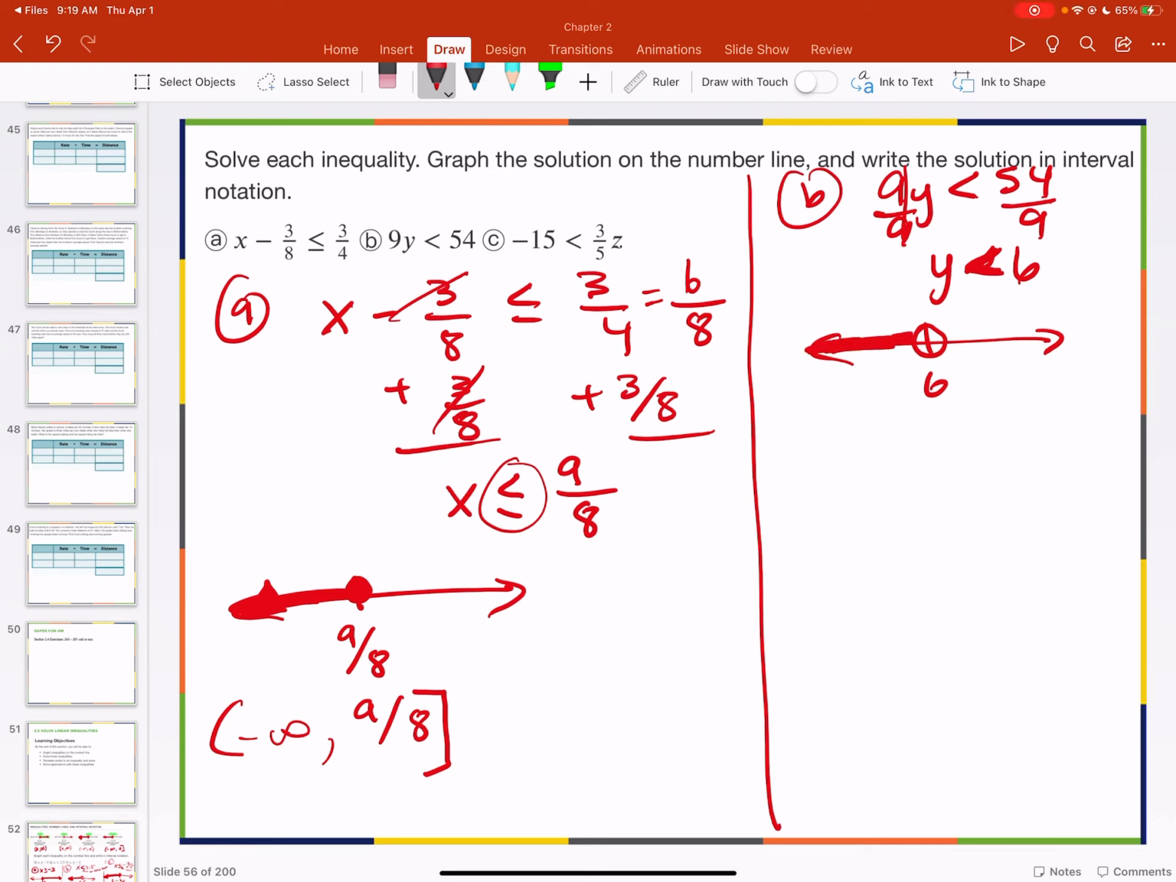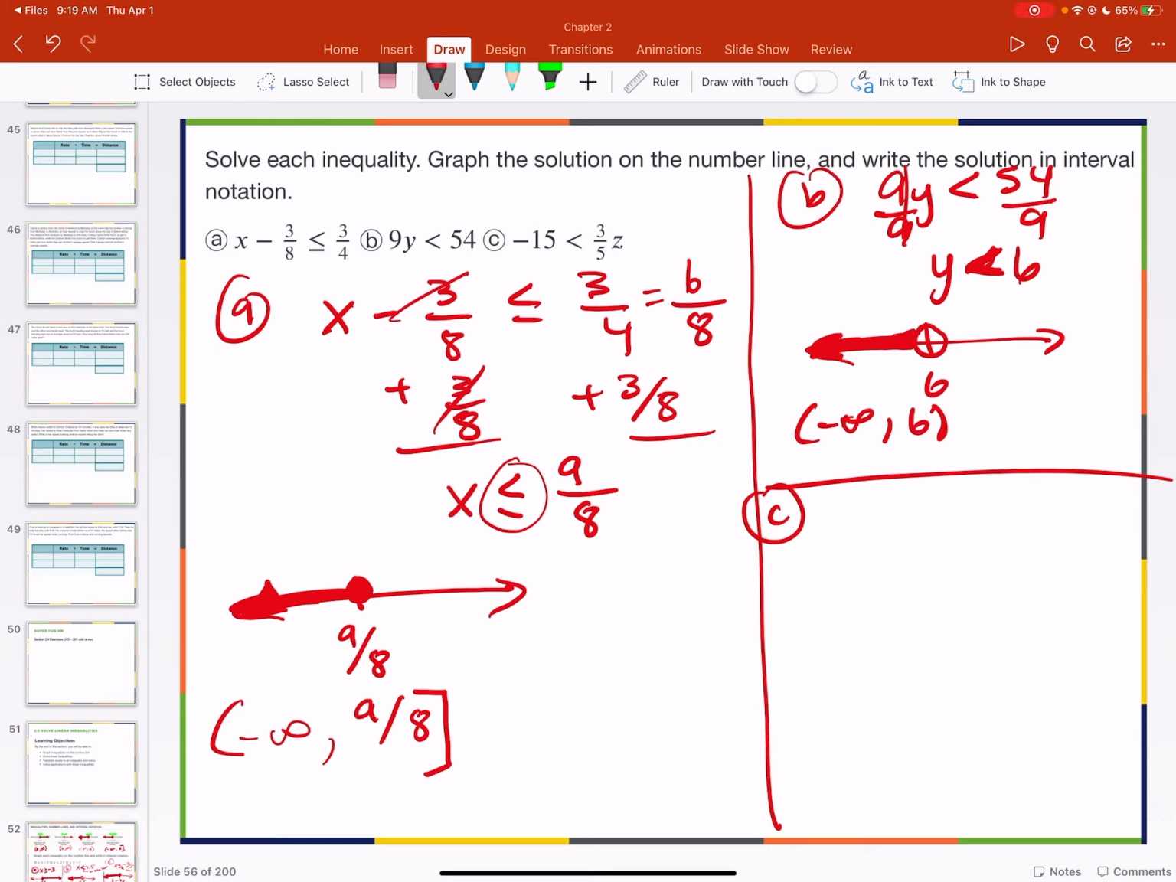The numbers increase from left to right. So on the number line, the lower numbers are on the left, and the greater numbers increase towards the right. Okay, so interval notation, negative infinity to 6, do not include 6, so we have a parenthesis.